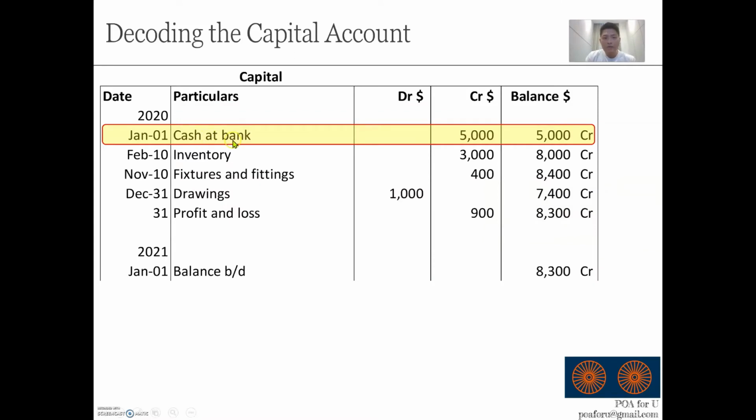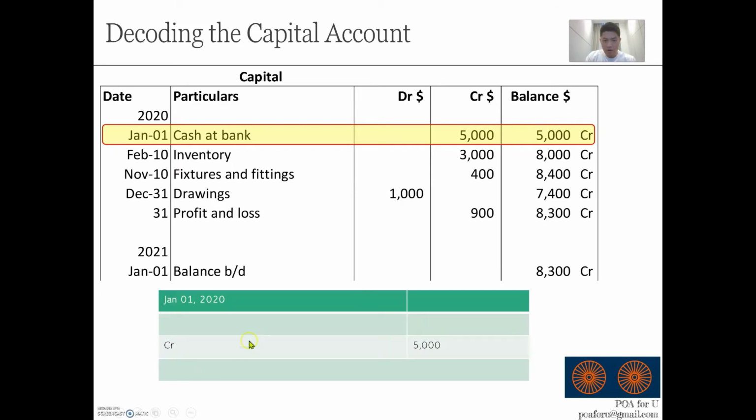So the first one, cash at bank. I see this is the capital account again, the capital ledger, and I see a cash at bank entry in the particulars on Jan 1 and $5,000 here on the credit side. So what is the double entry? That's what we're trying to figure out, right? Or the journal entries. So I know there's $5,000 on the credit side, and it's to the capital account.